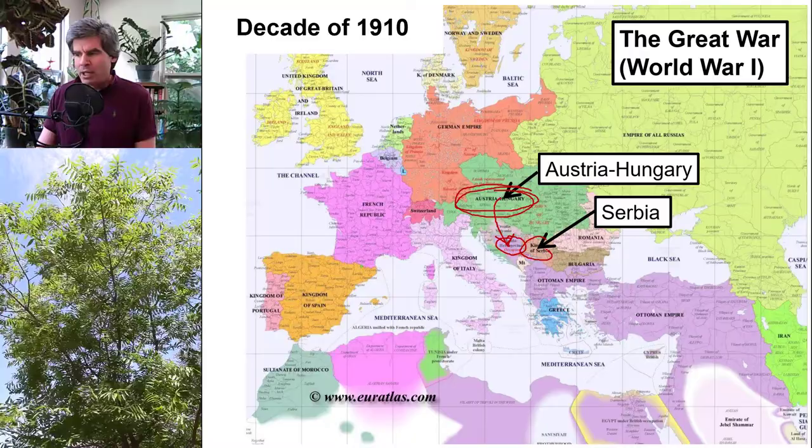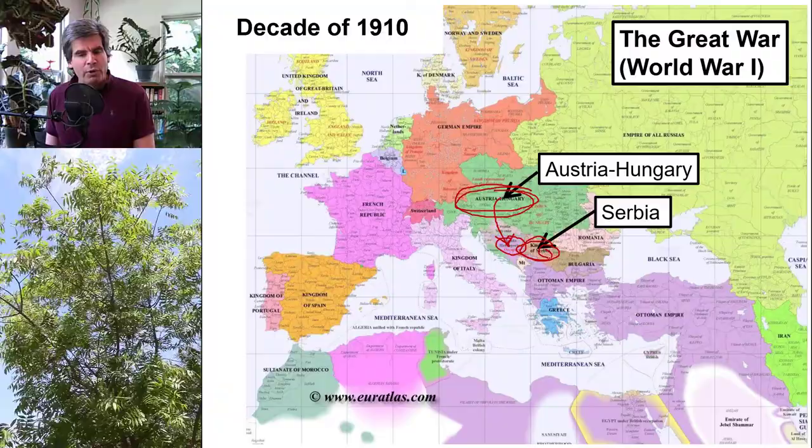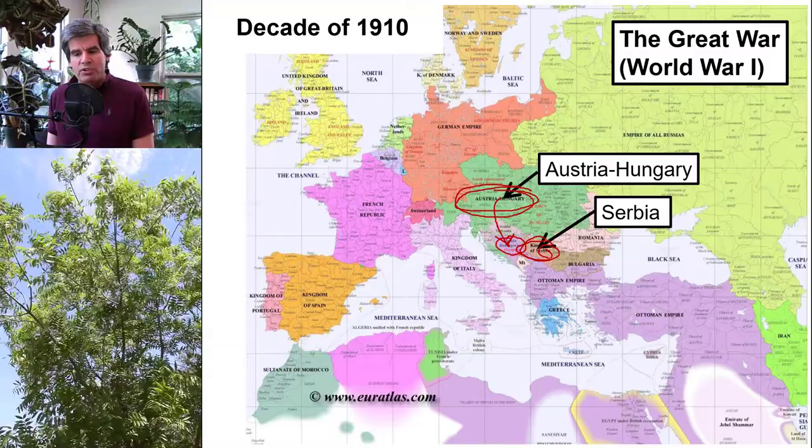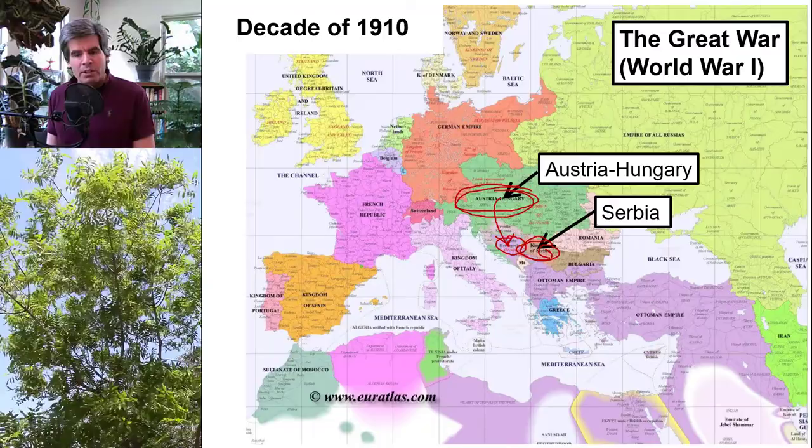And so Austria-Hungary was looking for an excuse to invade Serbia, and because the terrorist was from Serbia, Austria-Hungary blamed Serbia for the attack. Austria-Hungary gave Serbia an unrealistic ultimatum, and when Serbia was unable to meet the ultimatum, Austria-Hungary declared war on Serbia.